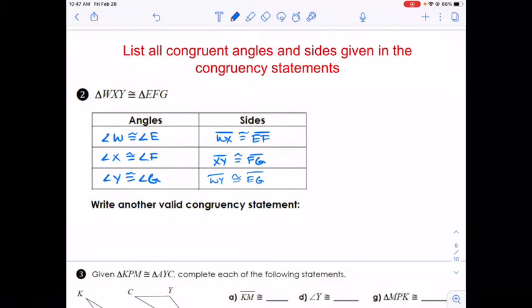So we can say triangle, let's say we did Y, W, X, match it up over here. So we know Y goes with G. We know that W goes with E. And we know that X goes with F. So we got triangle GEF.